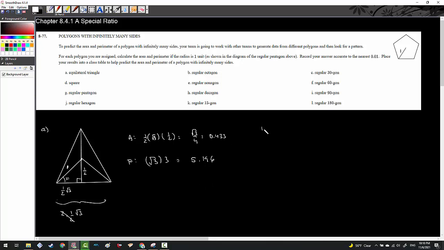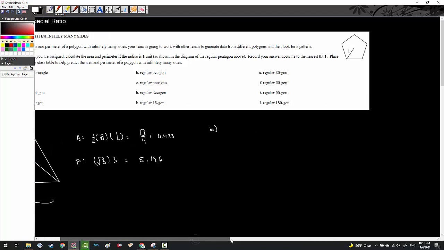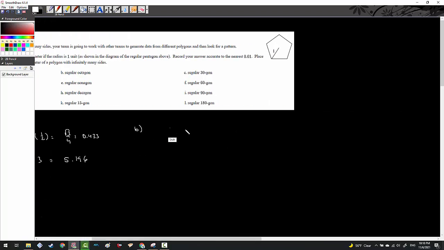I'll go and take care of B real quick, a regular octagon. I'll draw as best I can a regular octagon. Let's see, 6, 7, and 8. Awesome. So again, what is the characteristic about this octagon? It has a radius of 1 right here, which means this length here is 1.